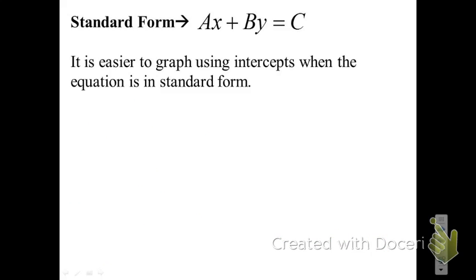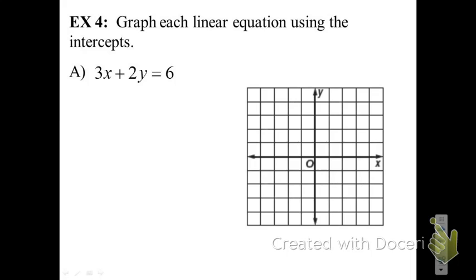Okay, standard form is the other form that we're going to use. If it is an ax plus by equals c, we're going to use this to graph using the intercepts. This is, if it's in standard form, the intercepts are really easy to use. Okay, so this says graph. Again, make sure you read those directions. Graph each linear equation using the intercept. So I'm asking you to identify those, not put it in slope-intercept.